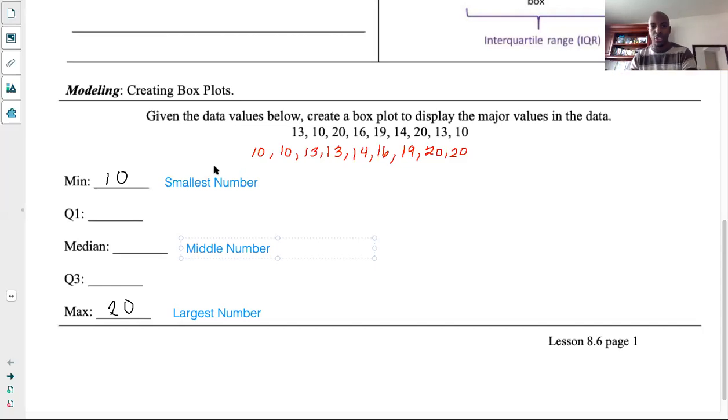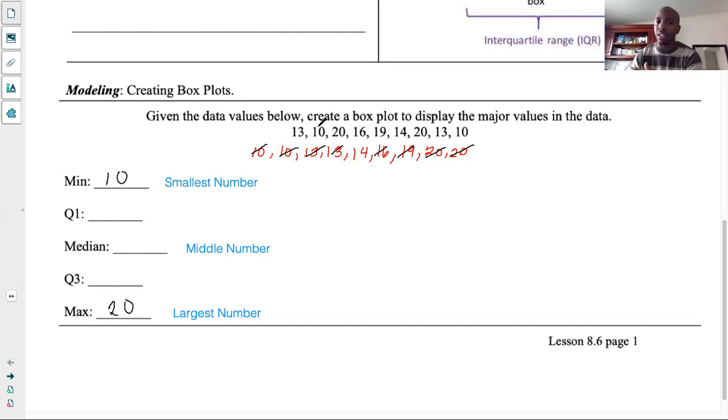There are a few ways you could do this. One way that people do it is they cross out data values on each side. They go like this, cross, cross, cross, cross, and they do it until they get to the middle. Something like this. And you'll notice that 14 is in the middle. That's one way of doing it.